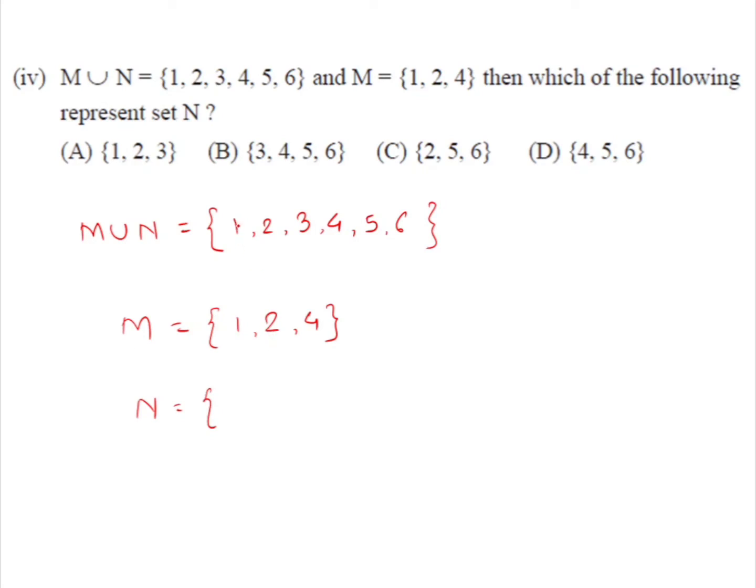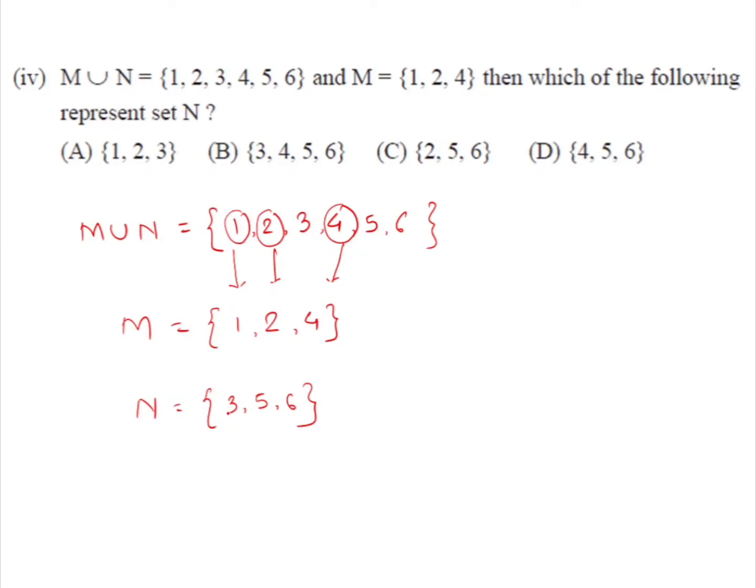So here 1 is an element in set M, 2 is also there in set M, and 4 is also there in set M. So apart from these 3 elements, all the remaining elements must be in set N. So such elements are 3, 5 and 6. So in set N there must be elements 3, 5 and 6. So this is the answer. That means these are the 3 elements in set N.